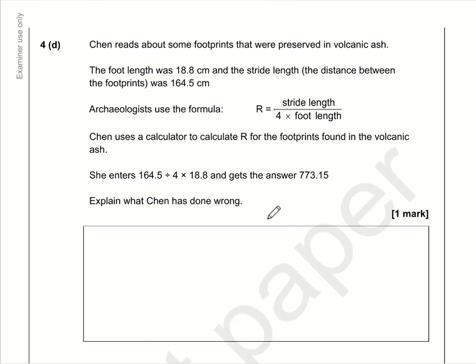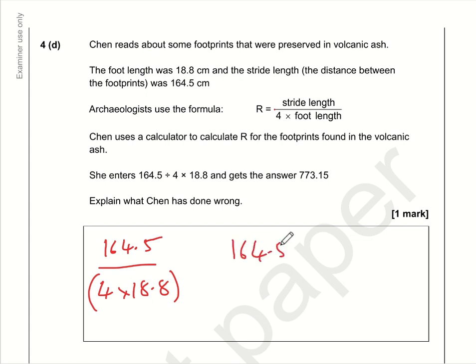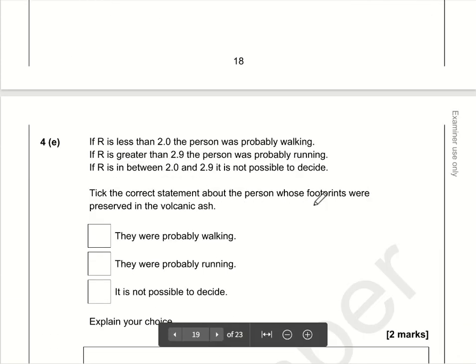So for this question we need to explain what Chen has done wrong. What we've got here is a stride length of 164.5, divided by 4 times the foot length, which is 4 times 18.8. What Chen needs to do is multiply 4 times 18.8 and work that out, and then divide 164.5 by that answer. But she has done 164.5 divided by 4 and then multiplied that answer by 18.8. She should have done this bit first, and that's how she ended up with this answer of 773.15.